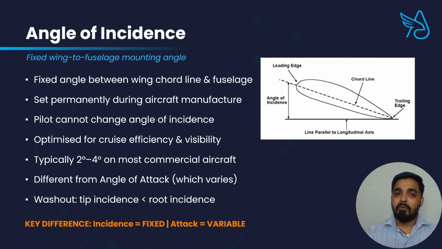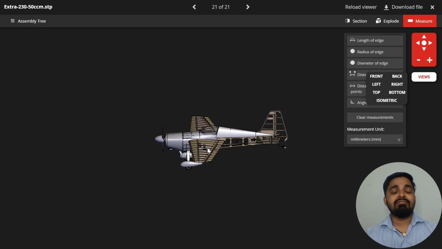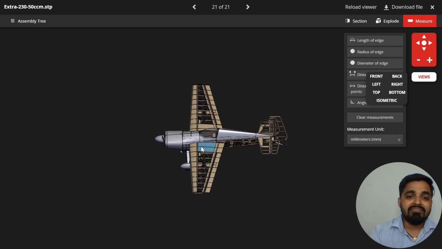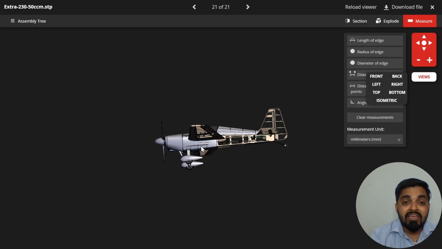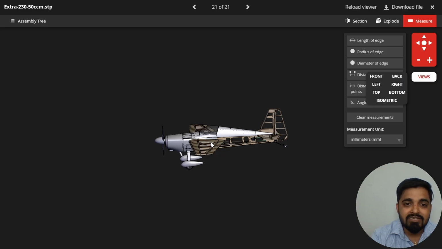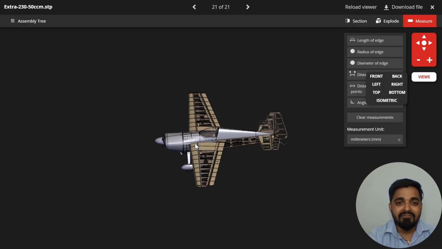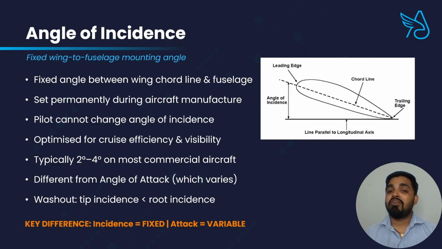Here is a quick but important distinction. Just look at the 3D aircraft. Where the wings connect to the body of the aircraft is called the fuselage. Here you can see the angle. The angle at which the wing is permanently fixed to the fuselage at the time of manufacturing is called the angle of incidence. And importantly, on most commercial aircraft, this angle of incidence is about 2 to 4 degrees, which means you cannot change the angle of incidence during the flight. It is set at the factory.